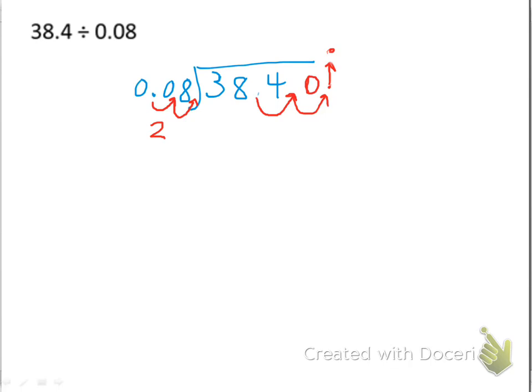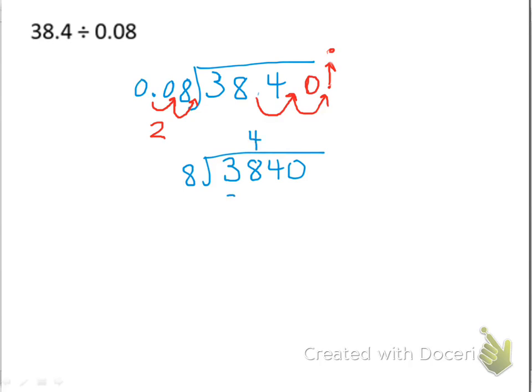Alright, I'm going to rewrite the question just because it looks a little messy up there, and I want to make sure we can see it easily. So now we have 3,840 divided by 8. How many times can 8 go into 3? It can't. How many times can 8 go into 38? It goes in 4 times.